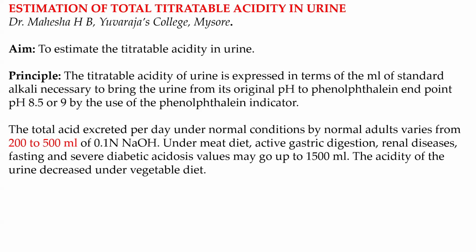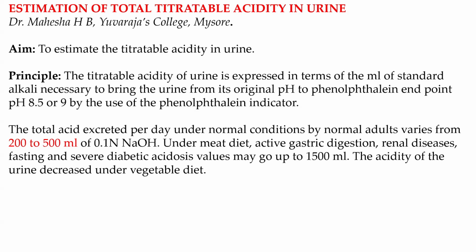And the principle behind this experiment is that the titratable acidity of urine is expressed in terms of the moles of a standard alkali necessary to bring the urine from its original pH to the phenolphthalein endpoint pH, which is 8.5 or 9, by the use of phenolphthalein indicator.